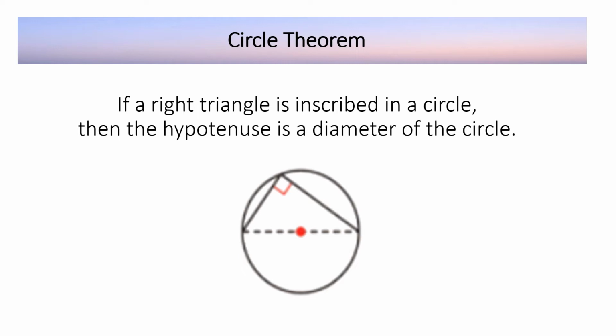If a right triangle is inscribed in a circle, then the hypotenuse is a diameter of the circle. That would have to be true because it's an inscribed angle, and if it's a 90-degree inscribed angle, the arc it intercepts would be 180, and that's a semicircle.